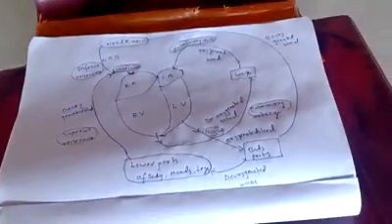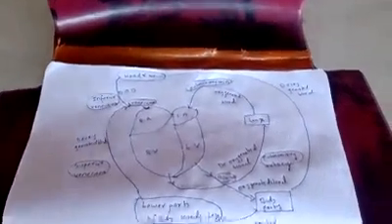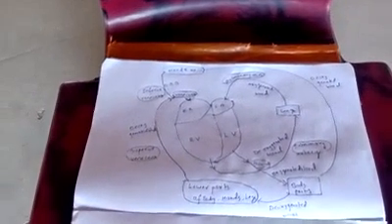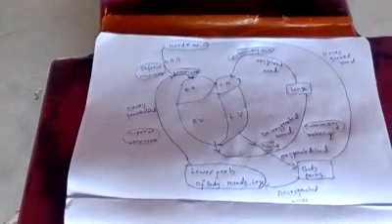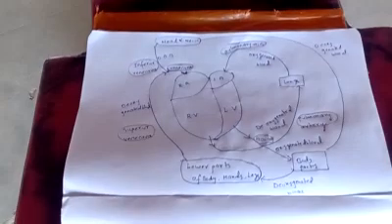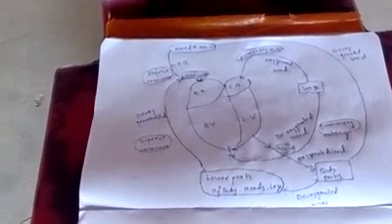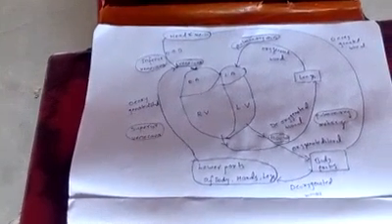So here, the type of circulatory system in which the blood is transported twice through the heart is called a double circulatory system.